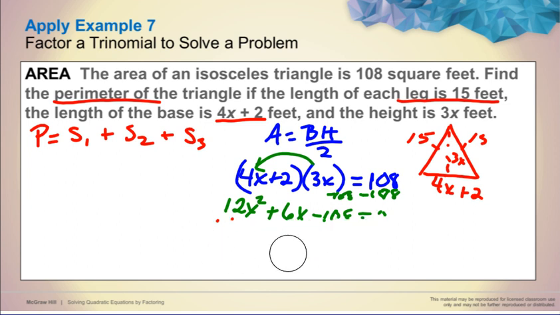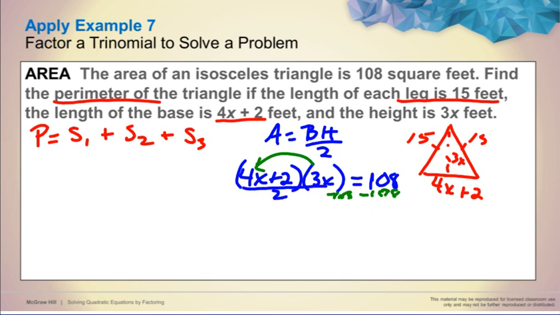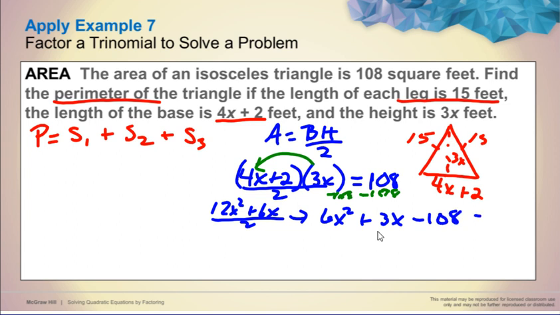I just realized that here I forgot to divide all this by 2. So if I divide all that by 2, I would have my 12x squared plus 4x, or 6x. And then I have to divide this by 2, which will now give me 6x squared plus 3x, and then the minus 108 equaling 0. And then I can factor out a 3 in both parts, and I get 2x squared plus x minus, and 108 divided by 3 gives you 36.